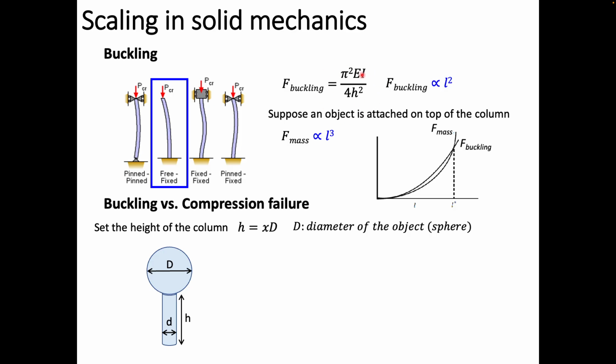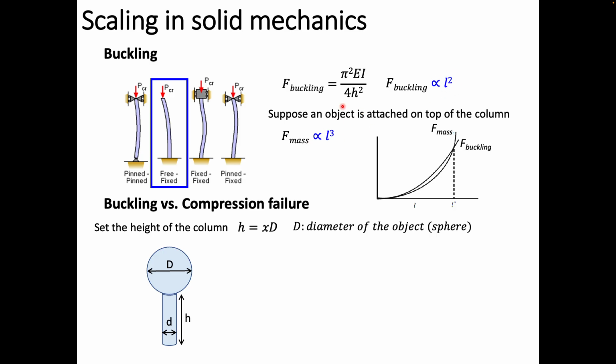Again, if you look at it, this has Young's modulus and I here, and then h squared, okay. I, as you know, for this rectangular shape, has a b h cubed relationship, right. So it then has L to the power of 4, and here h squared L to the power of 2, right? So you cancel them out, and this buckling failure force is proportional to L squared, okay?